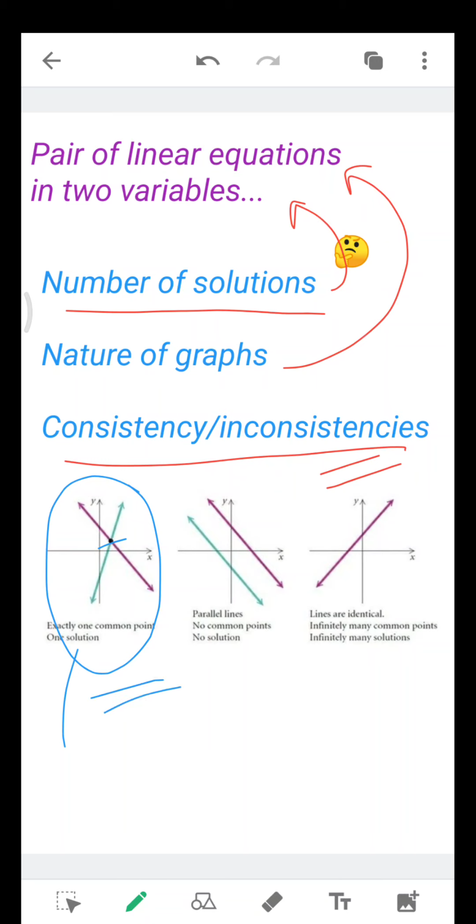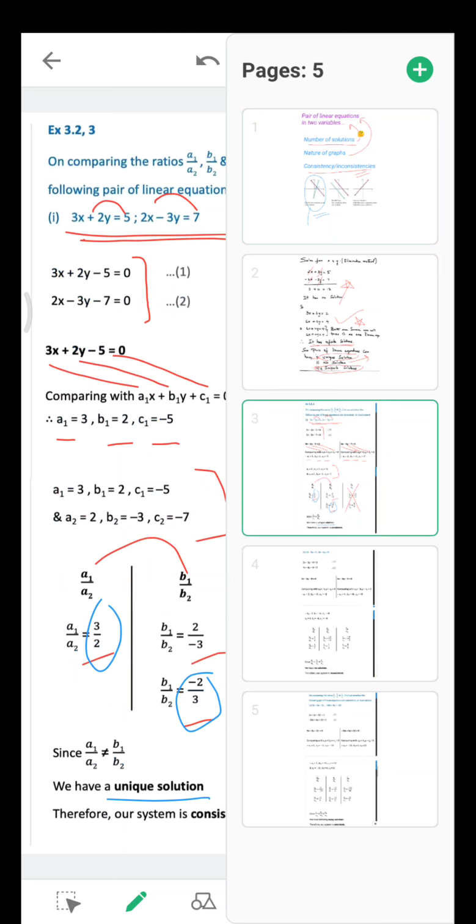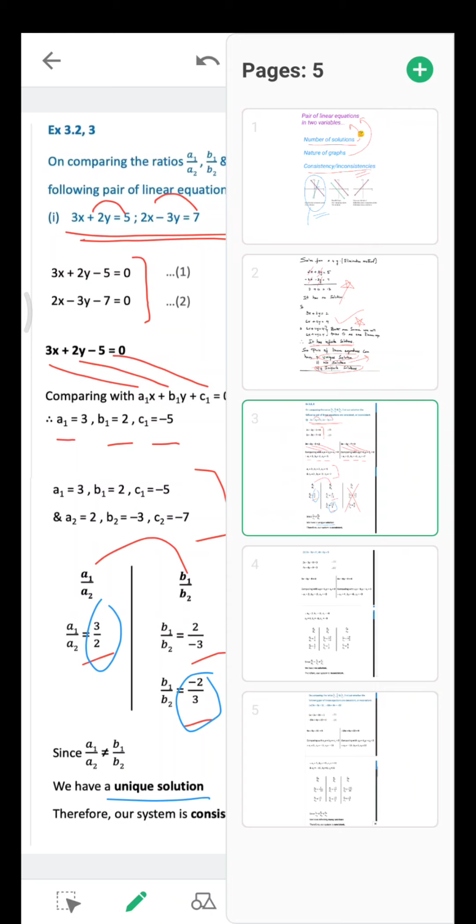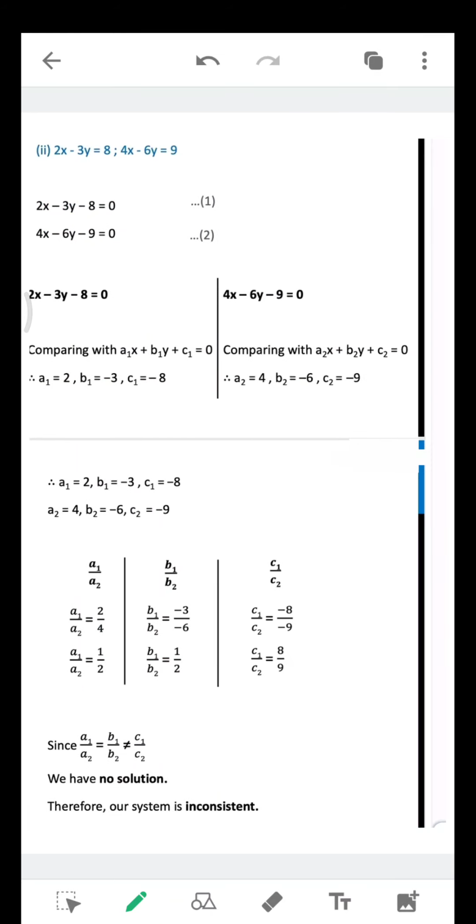And that common point of intersection is the solution, okay? So remember this first case, if a1 by a2 is not equal to b1 by b2. Suppose if a1 by a2 is equal to b1 by b2, then let's see what happens. Let's take another example here.